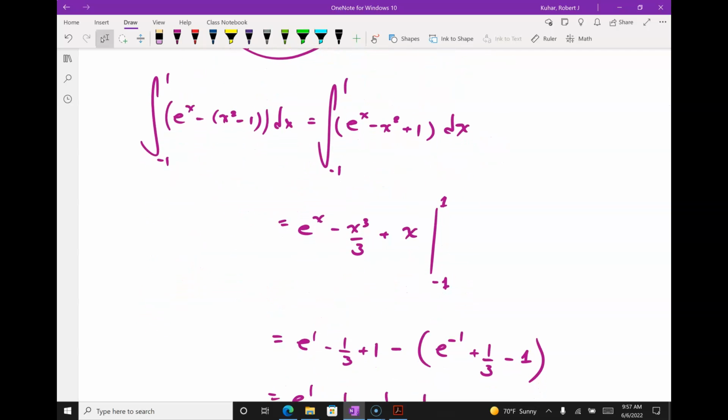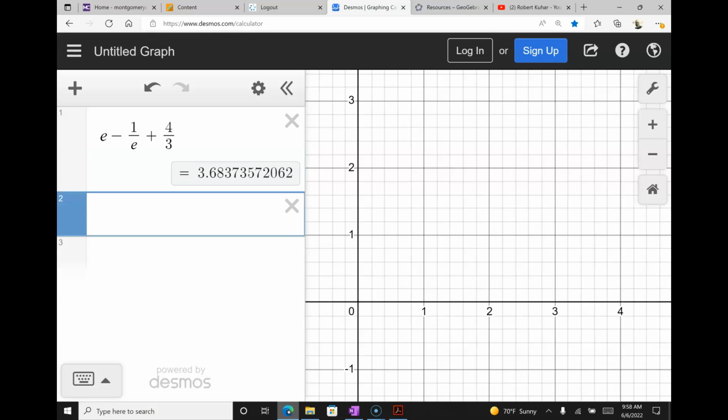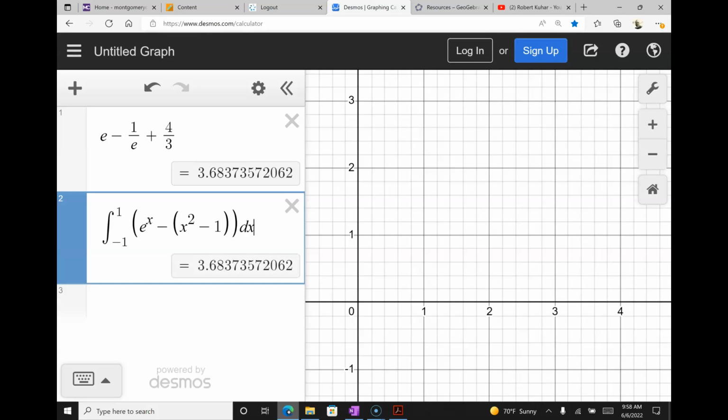And of course you could double check this, right? On Desmos. And I want you doing that. Yeah, int, the integral from -1 to 1 of parenthesis e to the x minus x squared minus 1, right? dx, 3.68.